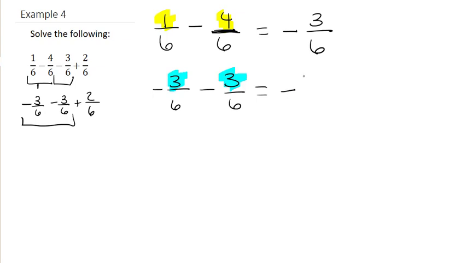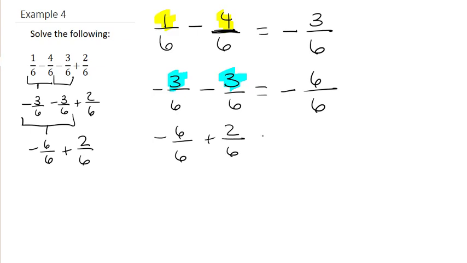And so essentially we have now 6 over 6, because negative 3 minus 3 is equal to negative 6. We keep our denominator of 6. So this is now negative 6 over 6. And then we're going to add 2/6 to it. And this will be our final step. So we have negative 6 over 6 plus 2 over 6.